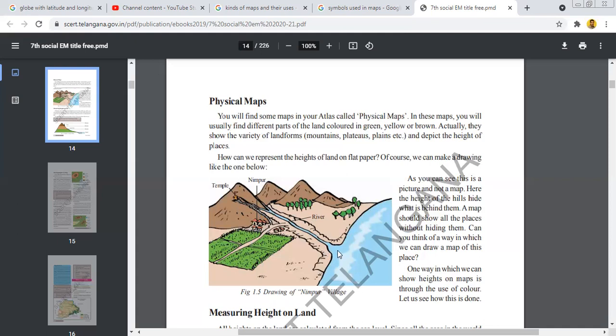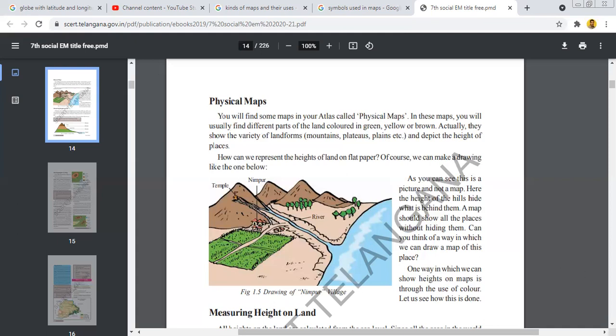Some canal is flowing. River or canal is flowing, and this river is merging in the ocean. This is the physical picture of the Rampur village. So this total physical feature we cannot show as it is on the map.